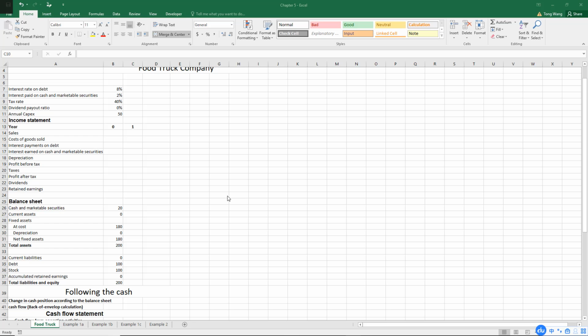So given these numbers, let's fill up your income statement in year 1. Sales is 120. Cost of goods sold is 60,000. Remember, this is a cost, so it's going to be negative. And interest on debt, we're assuming that the interest paid is 8%. Again, this is a cost, so it's negative.